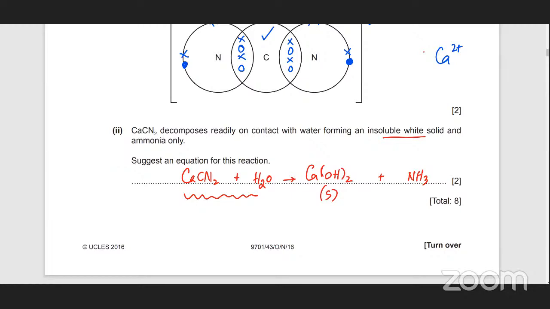Just hold on one second. Wait, sir. Calcium hydroxide is not soluble in water, because magnesium hydroxide is insoluble, and the solubility of hydroxides increases down the group.